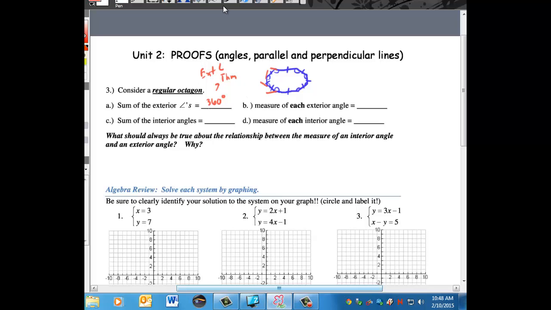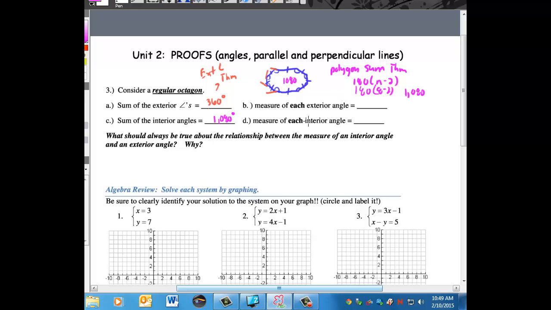So we should probably first start with the sum of the interior angles. Since we have an 8-sided shape, we're going to use our polygon sum theorem. Just like we have a triangle sum theorem, we have a polygon sum theorem. So it's 180 degrees times n minus 2. Well, in this case we have 8 sides. 180 times 6 is going to be 1080. So the sum of the interior angles is going to be 1080 degrees.